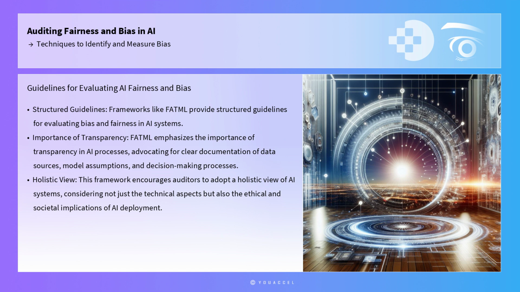Frameworks such as the Fairness, Accountability, and Transparency in Machine Learning framework provide structured guidelines for evaluating bias and fairness in AI systems. FATML emphasizes the importance of transparency in AI processes, advocating for clear documentation of data sources, model assumptions, and decision-making processes. This framework encourages auditors to adopt a holistic view of AI systems, considering not just the technical aspects, but also the ethical and societal implications of AI deployment.